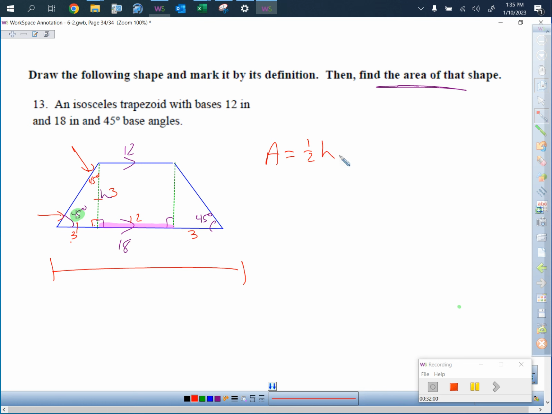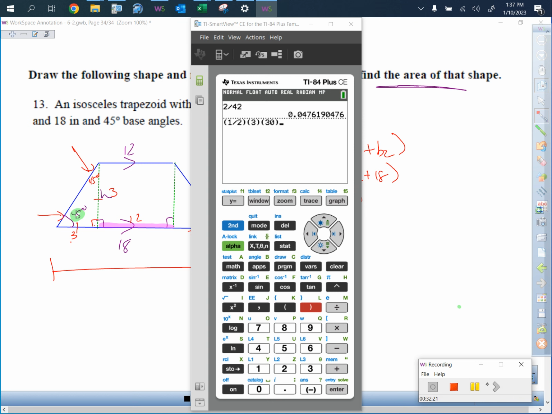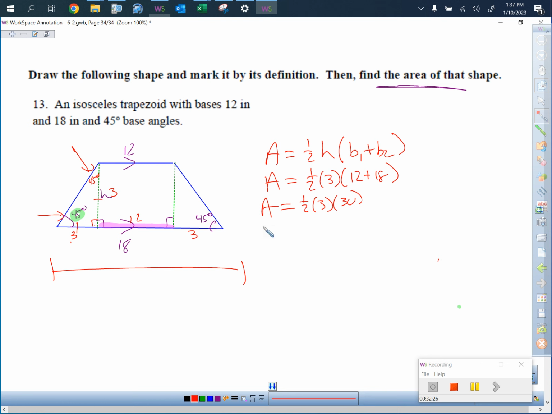So here's our formula, and then we'll sub in. The height is 3. The 2 bases are 12 and 18. That's 1/2 times 3 times 30. And if we punch that in, I get 45 in that case. So 45. And then the label, inches squared.